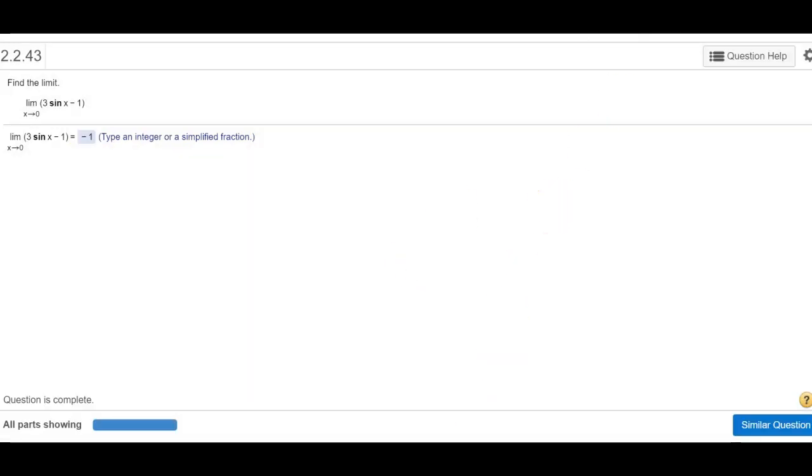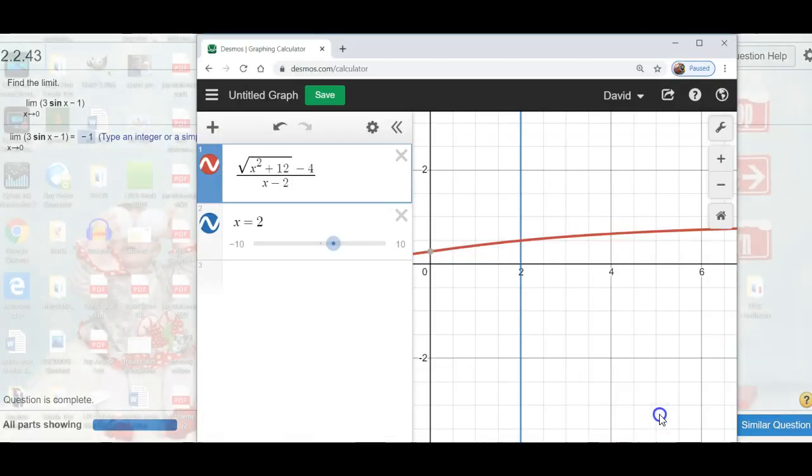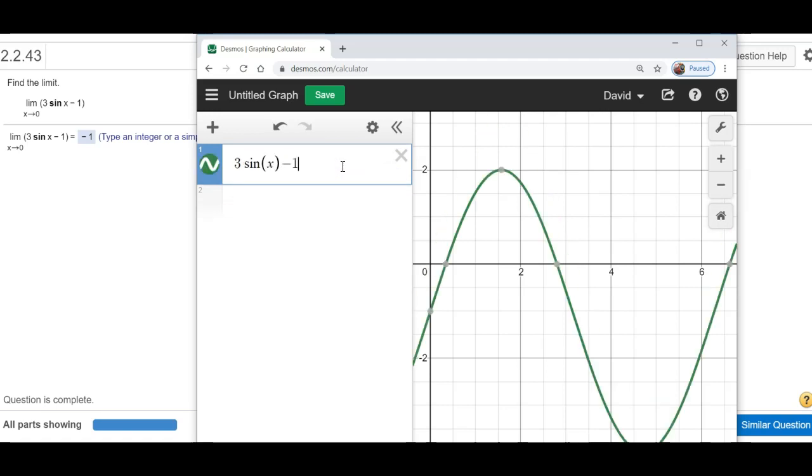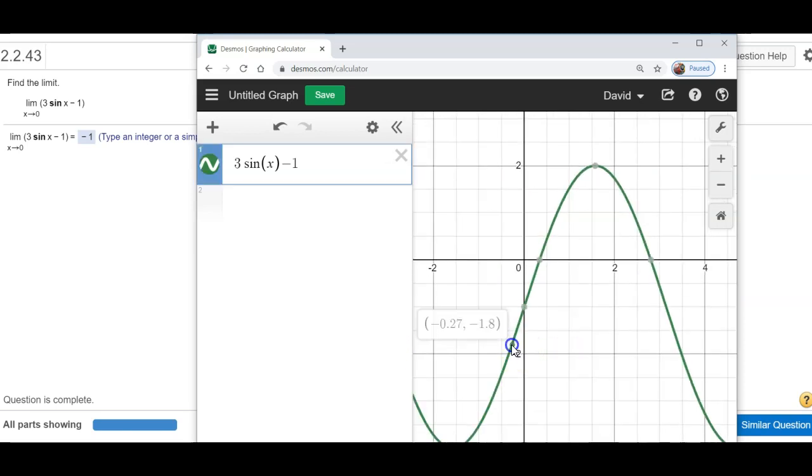Alright, I like to use Desmos to help with problems like this. If I plug in 3 times the sine of x, minus 1, I see that when I approach 0 going this way, I get negative 1. When I'm coming in from the other way, let me move this over, I'm also approaching negative 1. The y coordinates are approaching negative 1. So I can see that I'm getting negative 1.